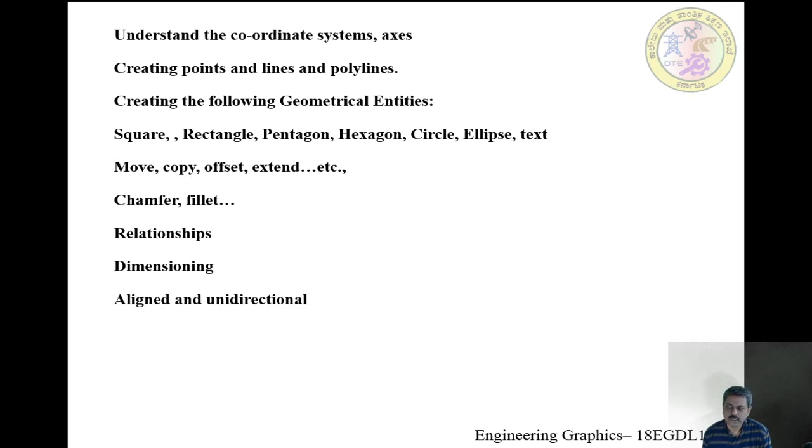The coordinate system I have already told you. It can be absolute or relative as and when it is required, and it will be invoked automatically when we are trying to use that kind of coordinate system. And axis I have told you already. And then creating points and lines and polylines, how to do that.